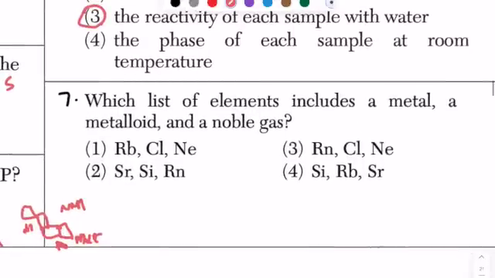So which list of elements includes a metal, a metalloid, and a noble gas? Whenever you see a question like that, make sure your option is in the same order that's given in the question. So that's it. That's all that you're looking for. So if I look at my options, I see strontium, silicon, and radon. So this looks like the best option. The rest of them have a different order.